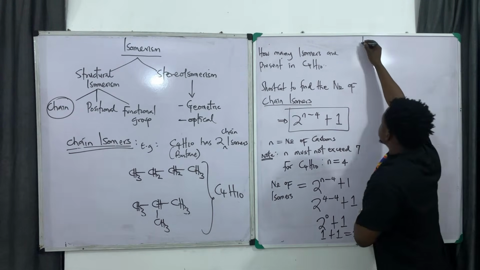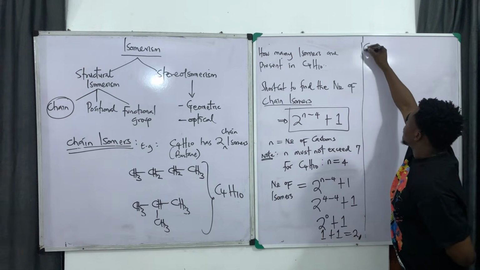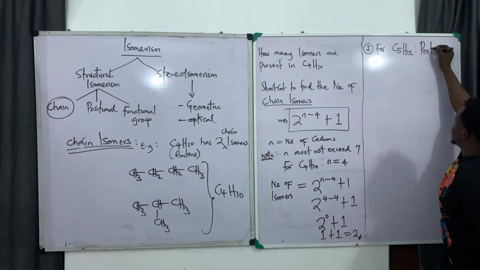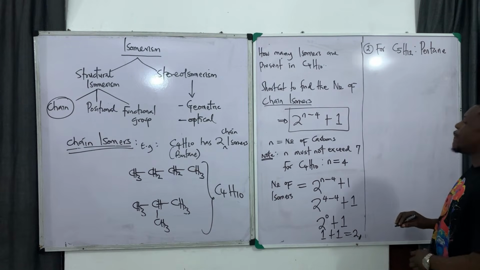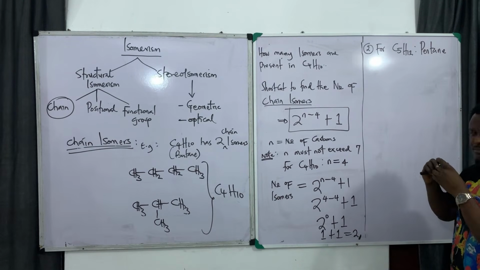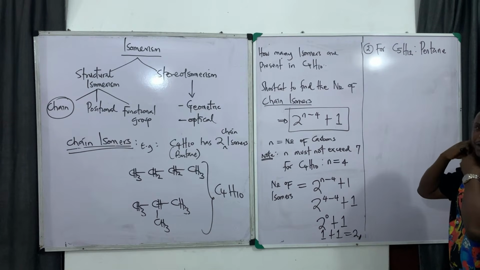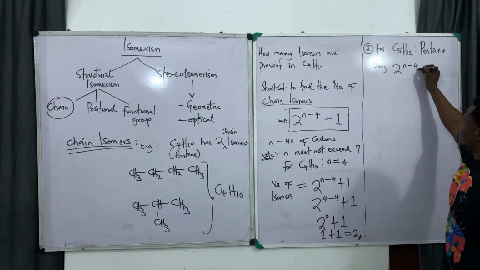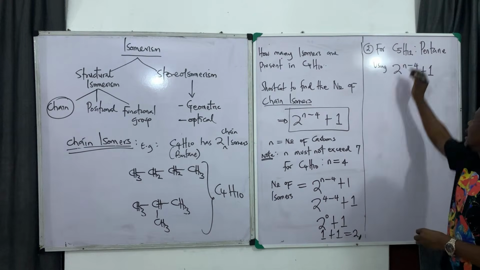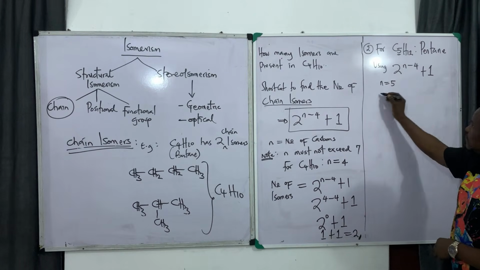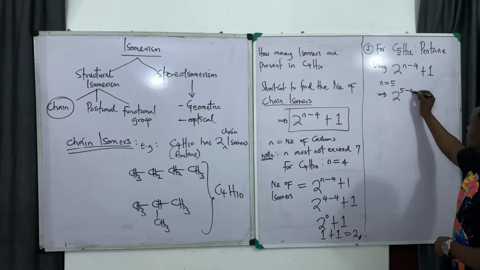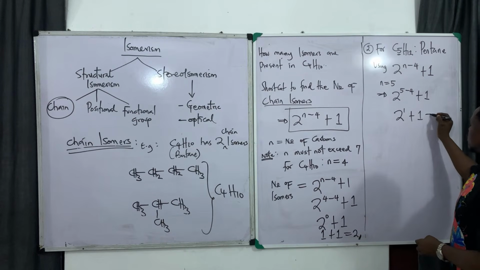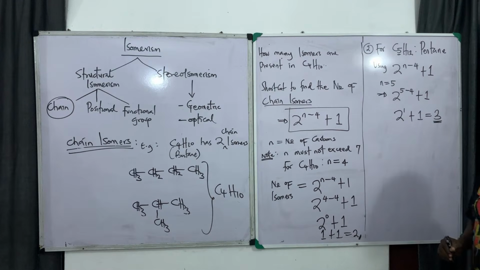Now look at this. The next one, C5H12, is pentane. In case you're asked how many isomers are present in pentane, this is what you're simply going to do. Use this shortcut, 2^(n-4) + 1. n in this case is 5. So this becomes 2 raised to the power of 5 minus 4, plus 1. This is 2 raised to the power of 1, plus 1. That is 3.